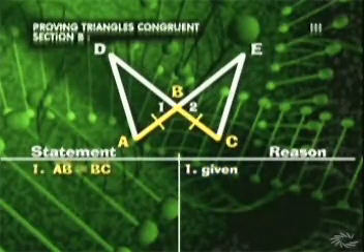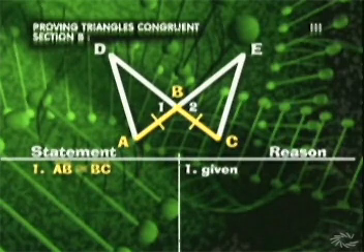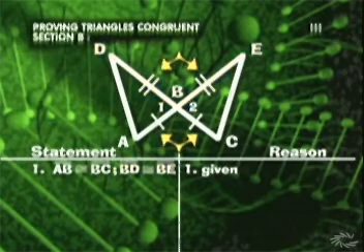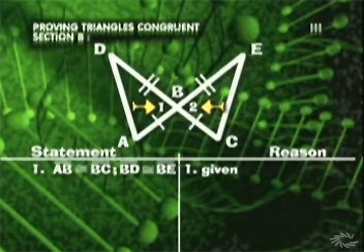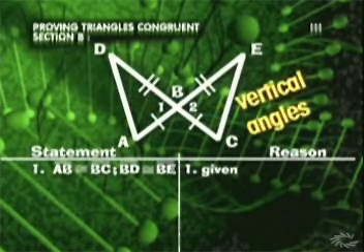Segment AB is congruent to segment BC, and segment BD is congruent to segment BE. So, we have been given 2 pairs of sides. To use the side-angle-side postulate, all we need to prove is that the angles between the sides, angle 1 and angle 2, are congruent. And we notice that angle 1 and angle 2 are vertical angles.